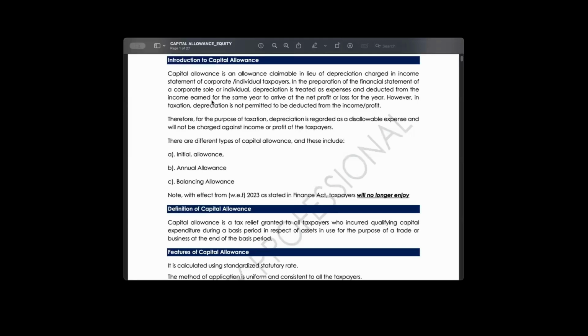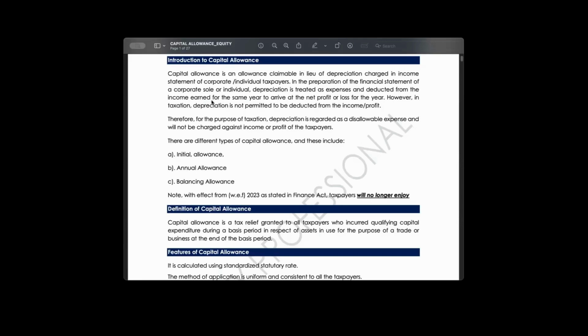And how do we mean? When a company disposes an asset, you are comparing the sales value of that asset with the tax return value at disposal. So if the tax return value at disposal is more than the sales value, then we're going to have what we call balancing allowance. So balancing allowance is as a result of disposal of asset, but basically we have two types of allowances: initial allowance and annual allowance.